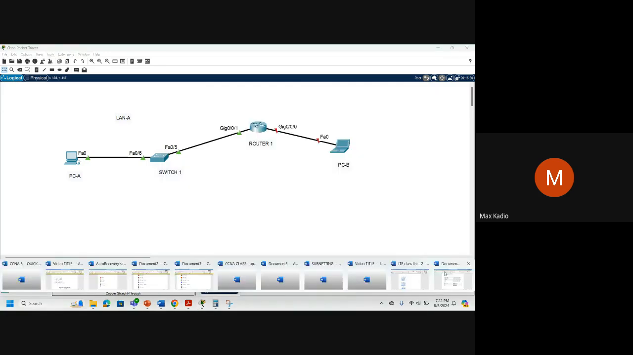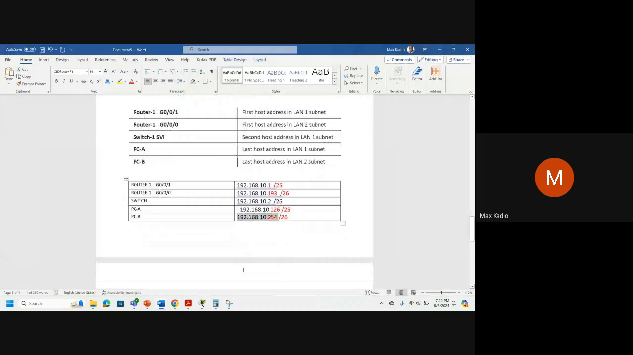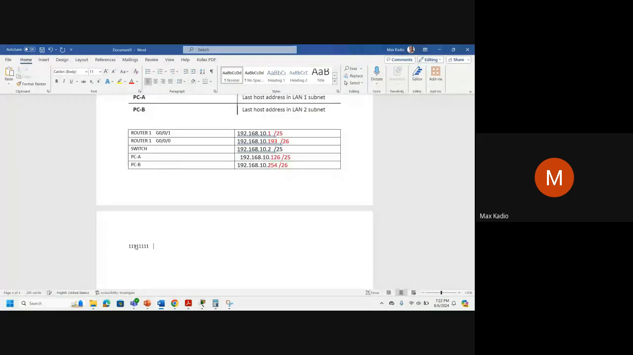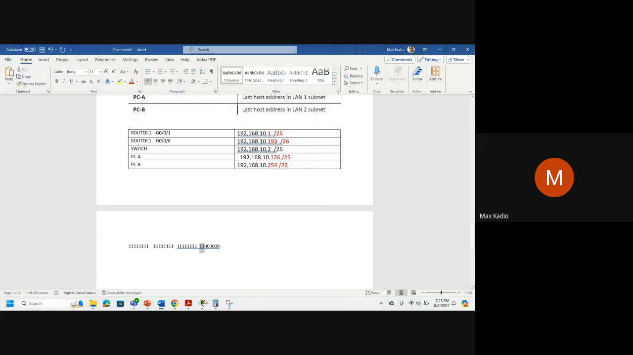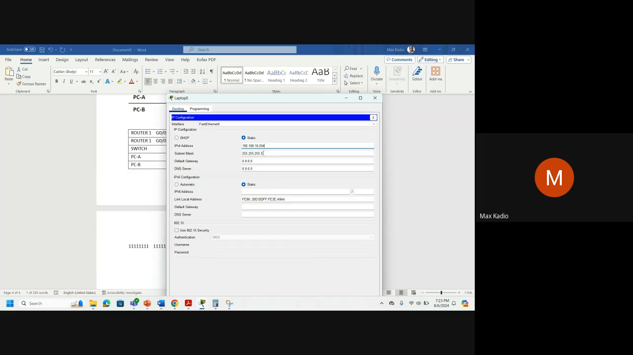So if you say slash 26, it means what? 1, 2, 3, 4, 5, 6, 7, 8, 1, 2, 3, 4, 5, 6, 7, 8, 1, 2, 3, 4, 5, 6, 7, 8, and 2. So if you convert this one, 255, 255, 255, here is 128 plus 64. So you do your stuff. 128 plus 64, 192. So the subnet mask is 192. You come back to PCB here, 192.